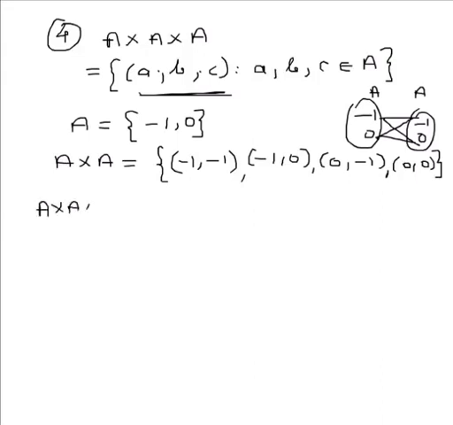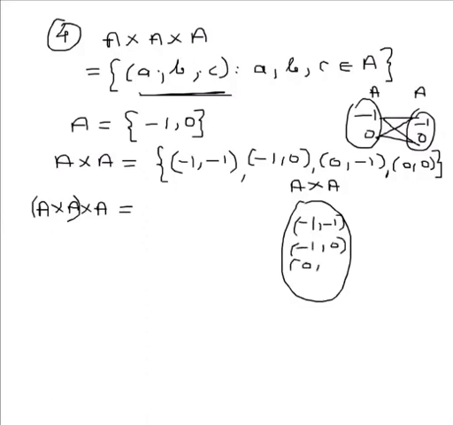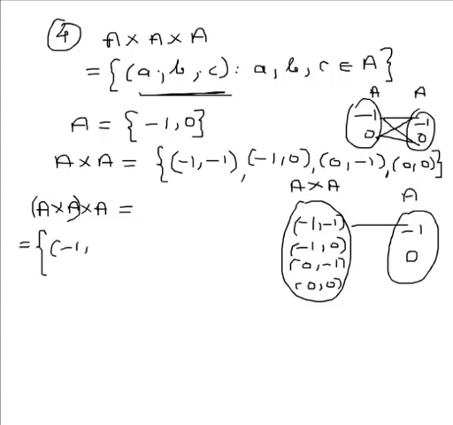Now we will write A cross A cross A. We did A cross A first. In A cross A, we have (-1,-1), (-1,0), (0,-1), (0,0). We have 4 ordered pairs, and A has 2 elements. Let us write the elements of A cross A cross A. So the first one will be (-1,-1,-1), and then (-1,-1,0).